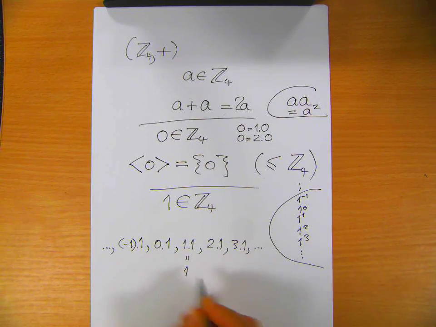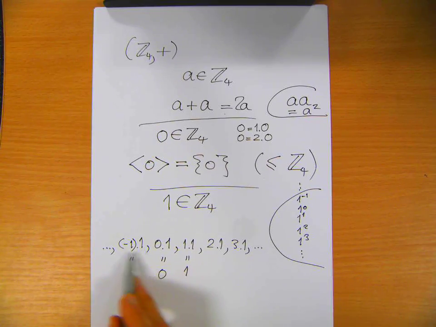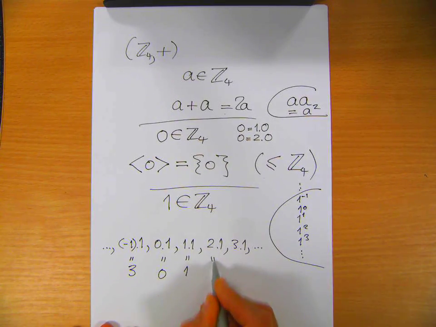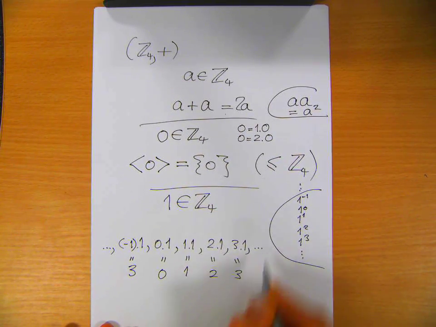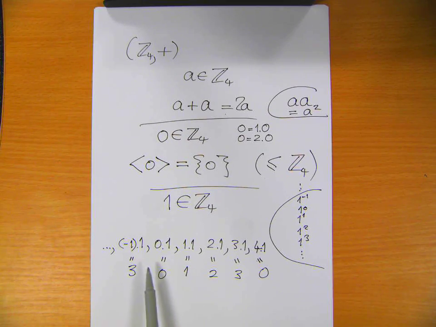So that's 1, that's 0, that's minus 1, which is the inverse of 1 in Z4, which is actually 3. This is 2, this is 3. 4 times 1 is 3 plus 1, which is 0. So notice that the powers of 1 give us the whole group.